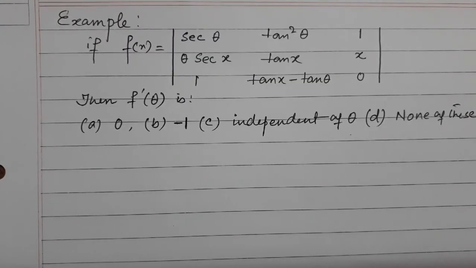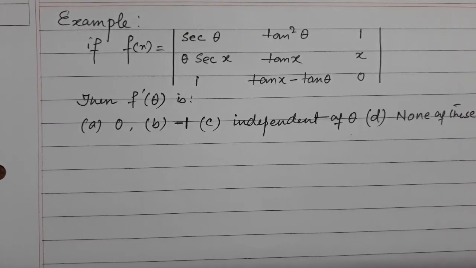Now let us see this example. Here it is given that f(x) is a determinant of a 3 cross 3 matrix where the elements are functions of x. So it is a determinant of sec theta, tan square theta, 1; theta secant x, tan x, x; 1, tan x, minus tan theta, 0. Now we need to find out f dash theta, where option A is 0, option B is minus 1, option C is independent of theta, and D is none of these.